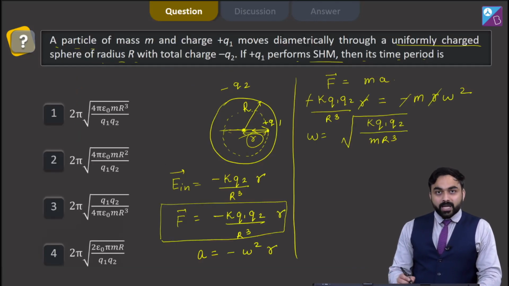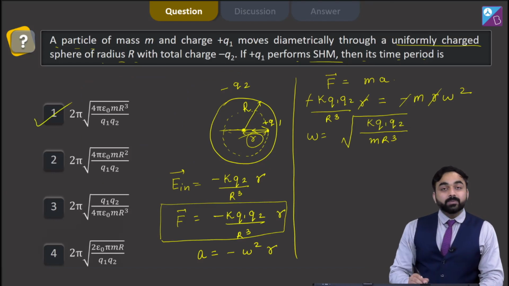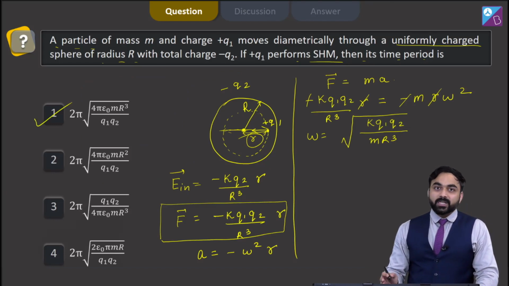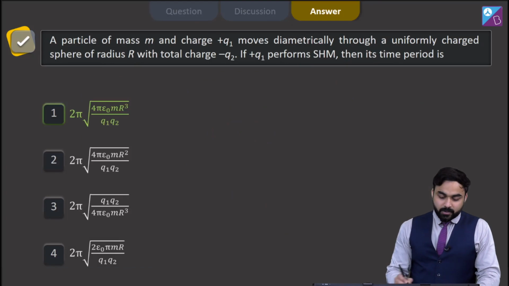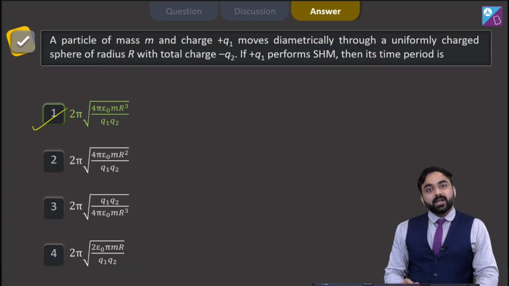So according to our calculation, option number 1 must be the correct answer. Let's verify this with our answer slide. So option number 1 is the correct answer here, okay?